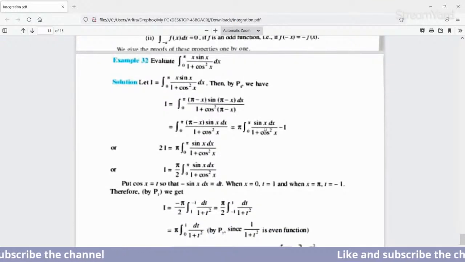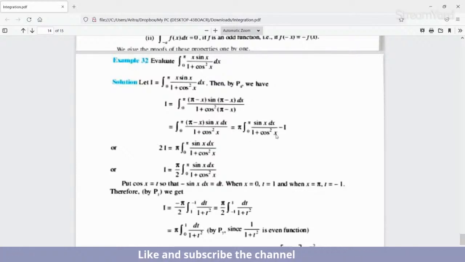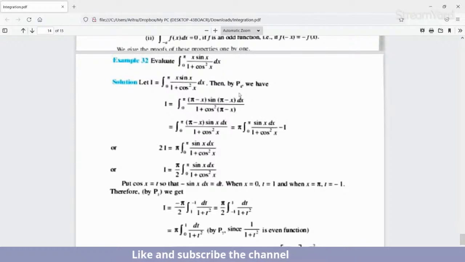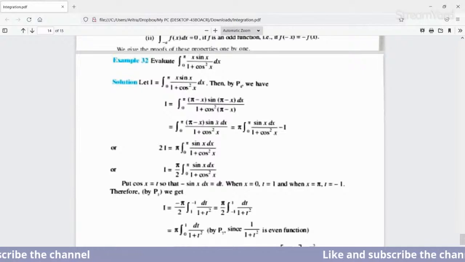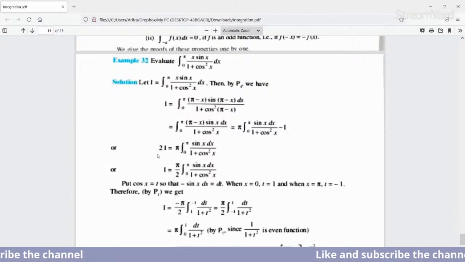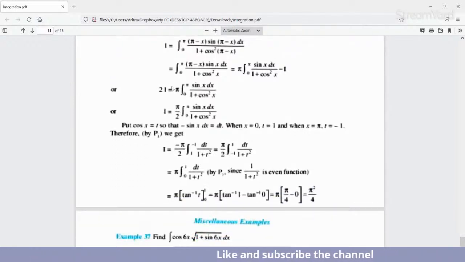Now break it. I is pi into integration 0 to pi sine x dx by 1 plus cos square x minus I. You are just indicating this as I. So you are again getting the same thing here, minus x sine x by 1 plus cos square x. Cos square of pi minus x is cos square x itself. So it's coming I. Now this minus I will go this side and it will become 2I. Now 2I is equal to pi into integration 0 to pi sine x dx by 1 plus cos square x.